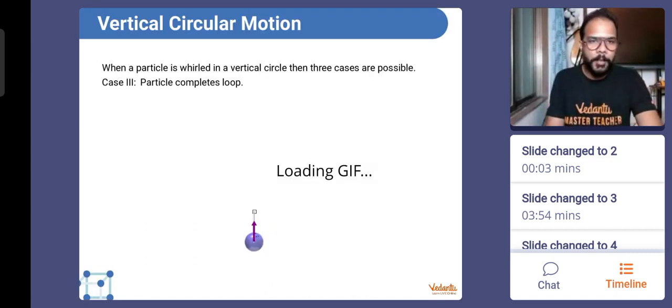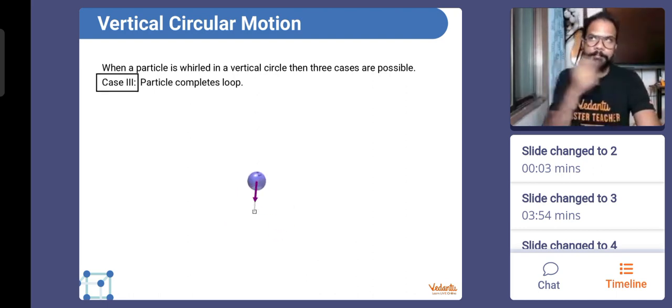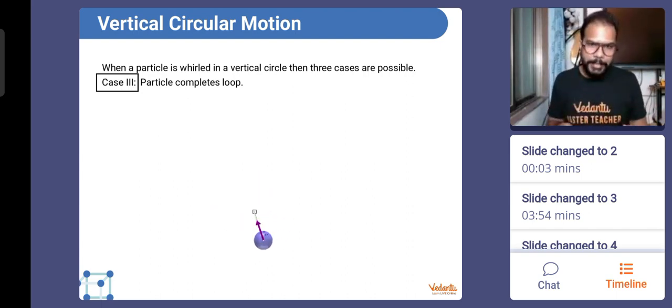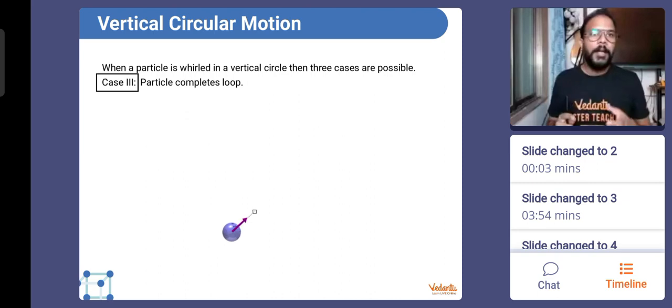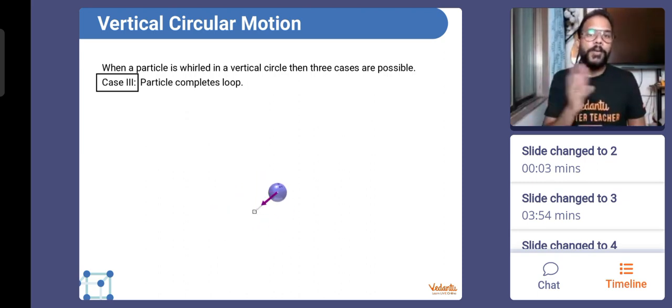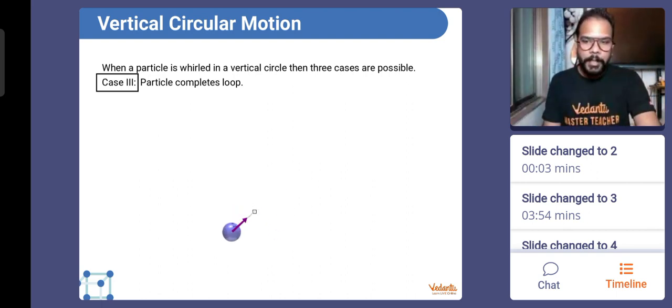Whatever will happen. And then the third possibility, which is what our area of interest lies in: the particle completes the loop. It is able to complete this vertical circle. Right, everyone? I hope you are able to visualize this, that the body being able to complete the vertical circular motion actually depends upon how much kinetic energy is given to the body at the bottommost point. If you do not provide a sufficient amount of kinetic energy for the body to complete the vertical circle, the body will not be able to complete the circle. Hence, case 1 and case 2 will happen. And that is why case 3 will have a particular type of situation.